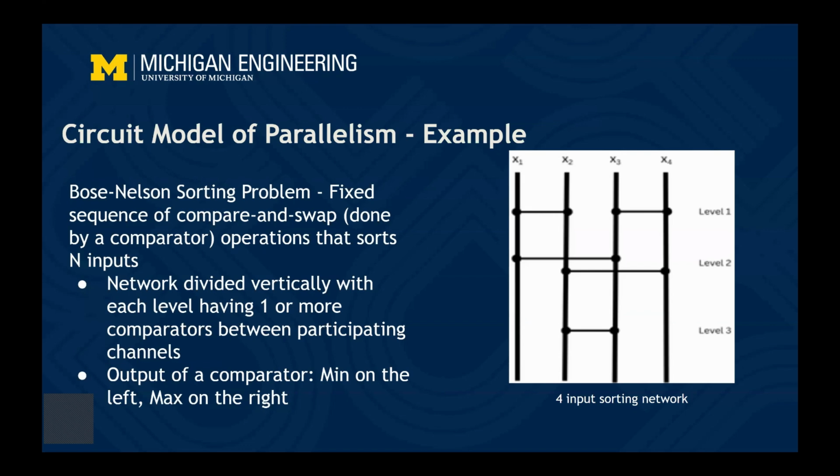So in level one, the maximum of x1 and x2 goes to the second channel, and the minimum goes to the first channel, and the maximum of x3 and x4 goes to the fourth channel, and the minimum of x3 and x4 goes to the third channel. By the end of level two, the first channel has the minimum of all four inputs, and the fourth channel has the maximum of all four inputs. In level three, you do a compare and swap between the second and third channel, and in the end, you get a depth three and size five circuit for sorting four inputs.